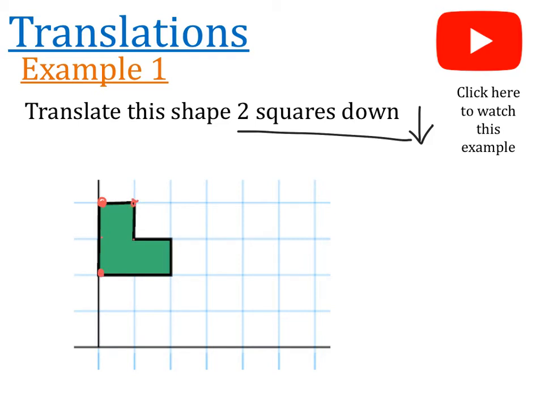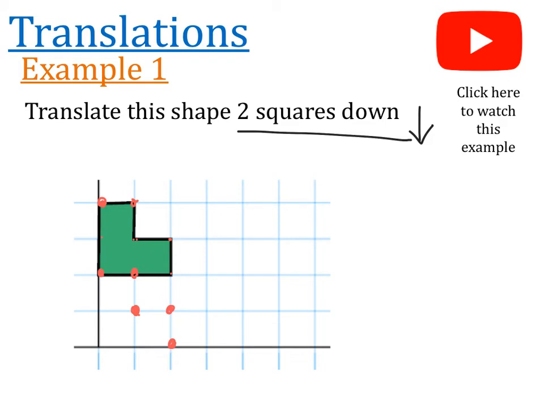This one is going to go 1, 2 down here. This corner right here is going to go 1, 2 down here. This corner right here is going to go 1, 2 down here. This corner here is going to go 1, 2 down here. Okay, now I'm missing one of the corners, but hopefully you can see where the shape is.